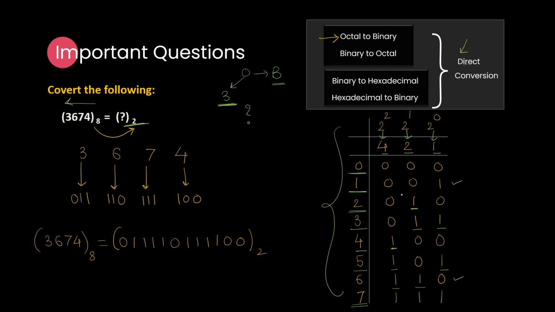After making this table, directly we will be placing the binary equivalent for the digit. 4 is 100, 7 is 111, 6 is 110. And what's the binary equivalent of 3? It is 011. After placing down all the values, write the final answer. If you understood this table, the reverse process will be very easy.